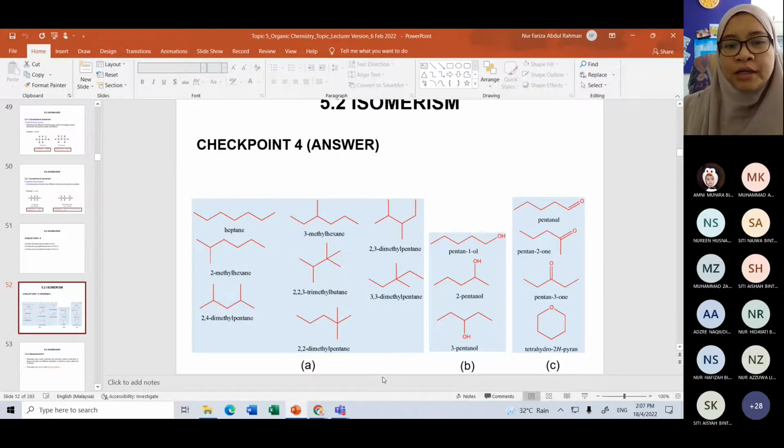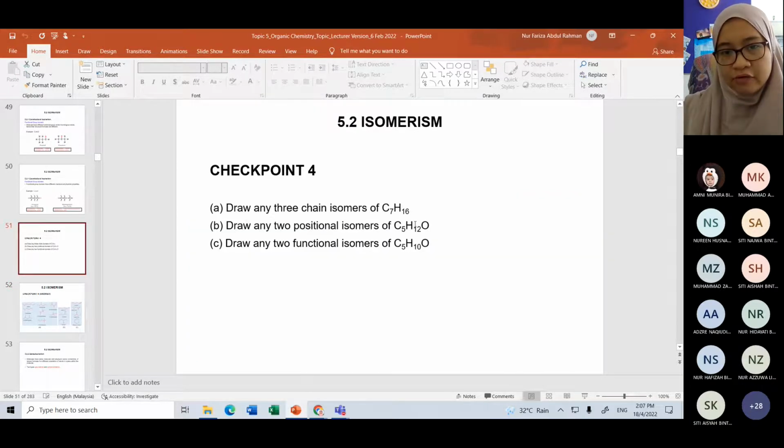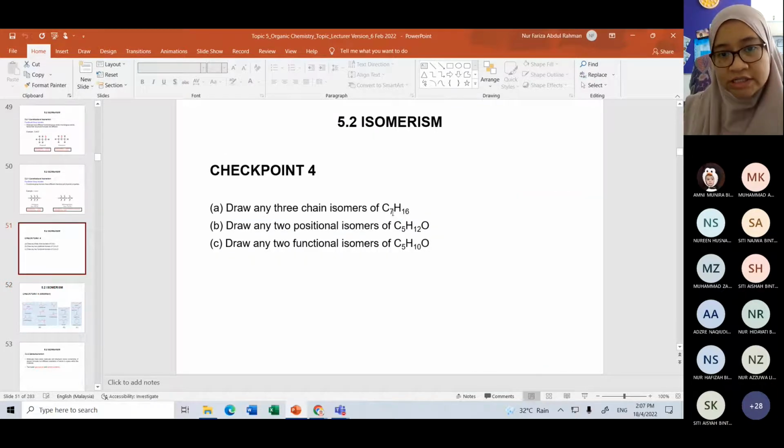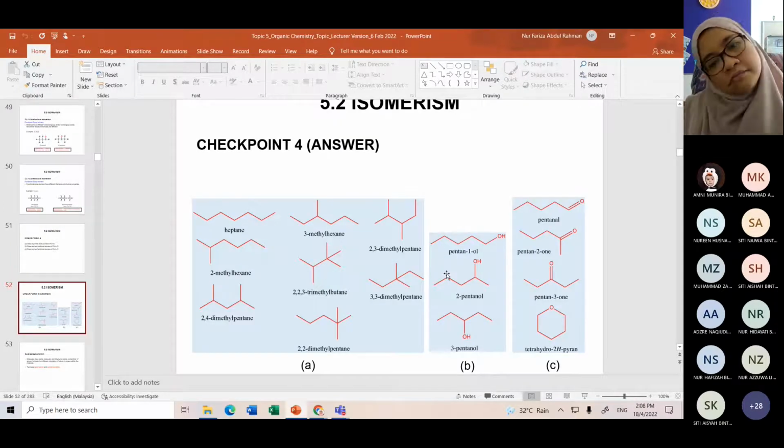These are skeletal. For C7H16, actually we can have more than 3, but the question only asks for 3 chain isomers. So we can have all of these. These are all the skeletal structural formulas that are possible for C7H16. C7H16 is an alkane, without double bond. And then we have B.